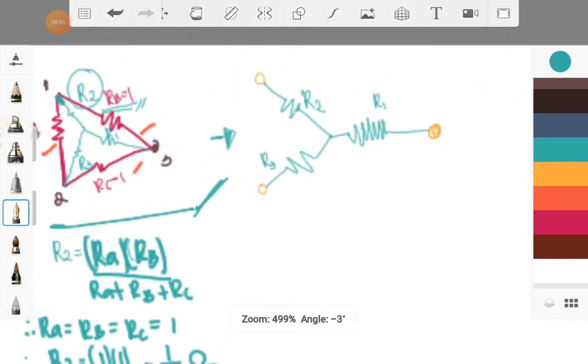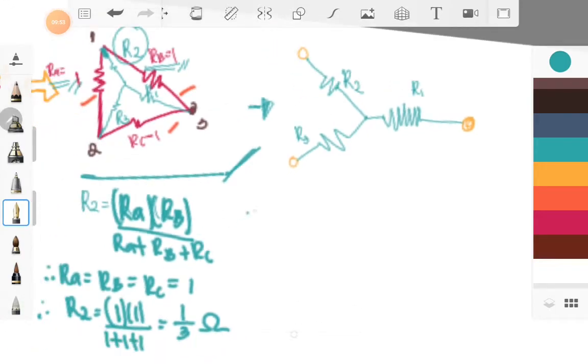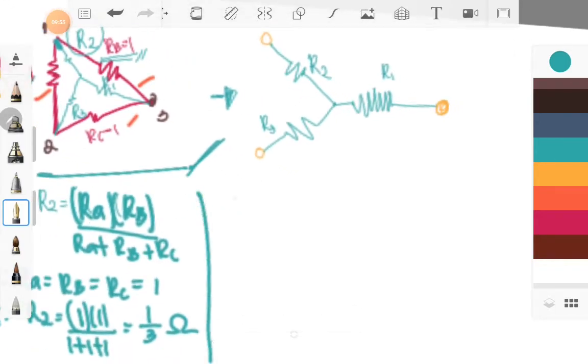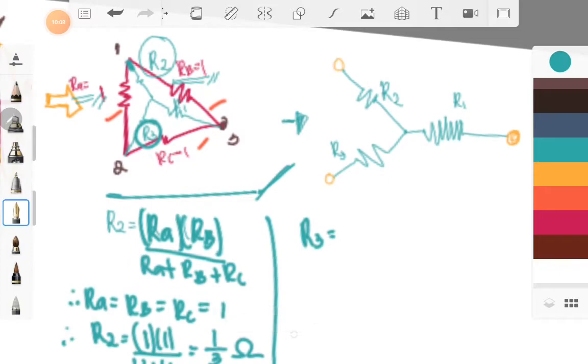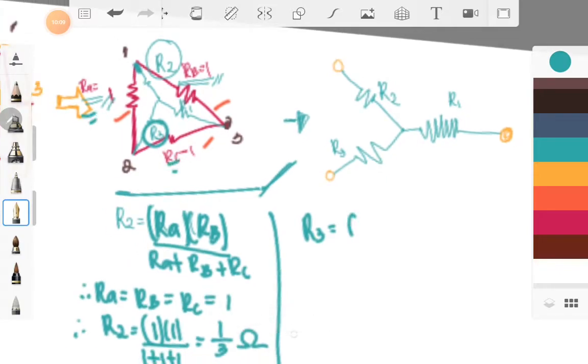our R3 is equal to R3. Our R3 is the adjacent resistor, your RA and your RC. So RA multiplied by RC divided by RA plus RB plus RC.